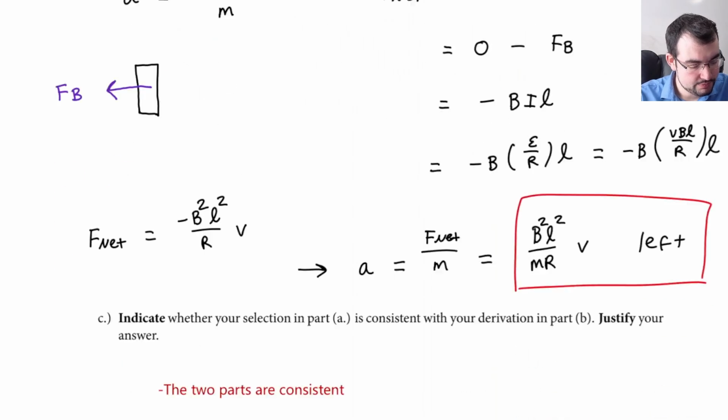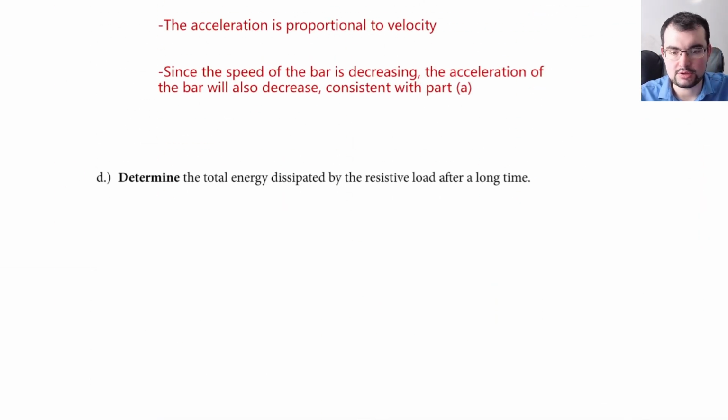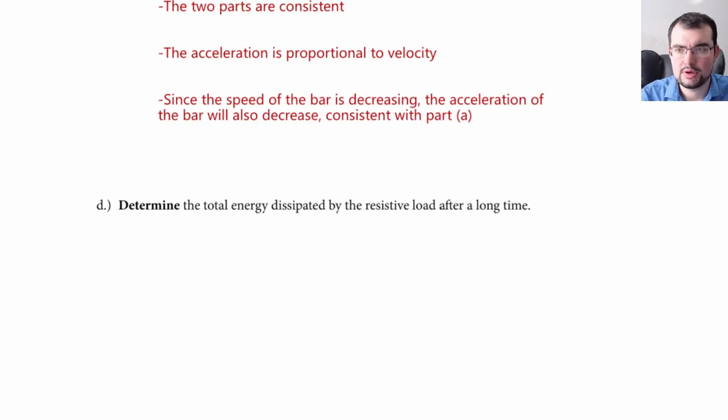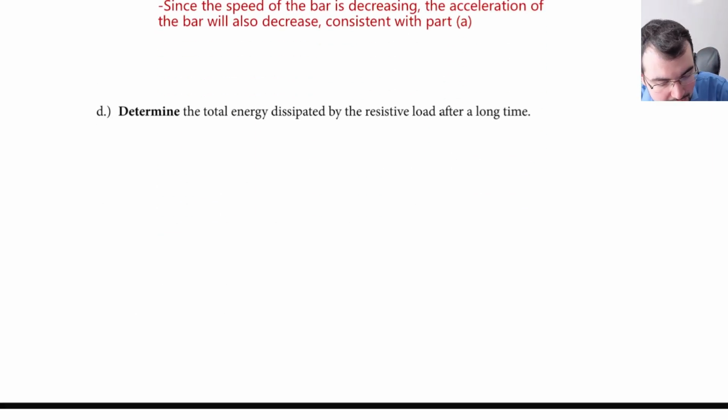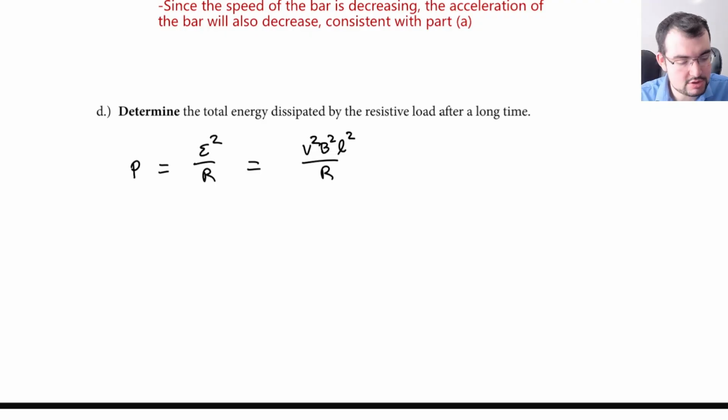All right, so now we're just asking, what is going to be the total energy dissipated by the resistive load after a long time? So there's a really hard way to do this. A hard way to do this would be to say that power is equal to EMF squared over R, which is V squared, B squared, L squared over R. But here's the problem. We don't know V for the bar. We know V is initially V0, but we don't know how V varies with t. And then we'd have to end up doing some sort of integral and a bunch of calculus to do this. But what can we do since it's an energy problem?